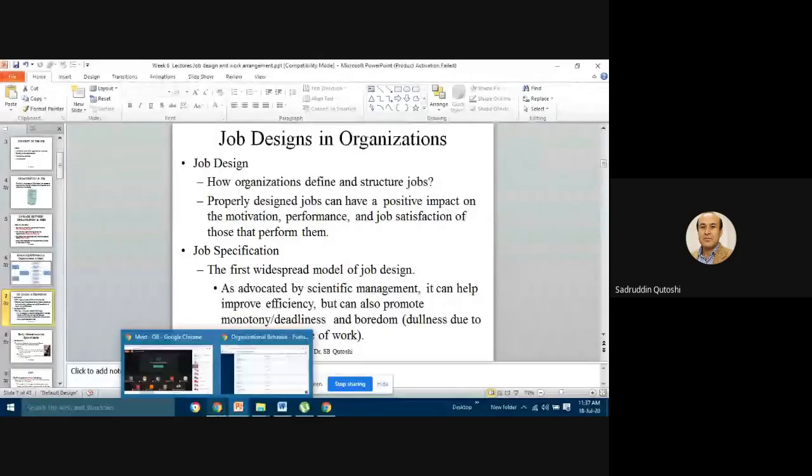When you answer the question, why is job design important, you can justify your arguments. You can justify these things, because properly designed jobs are very important, because they enhance the performance of the people who do them and have a positive impact on their motivation in their job.